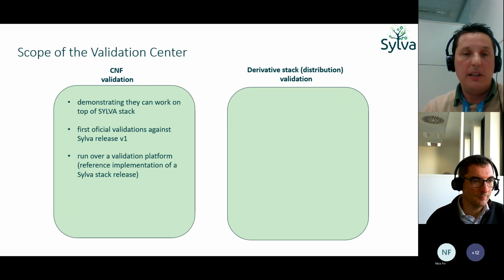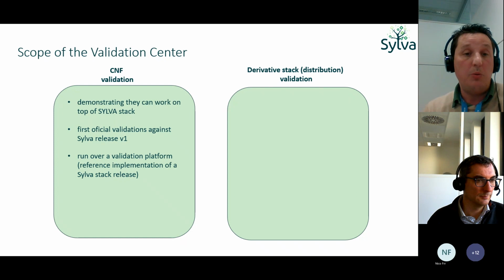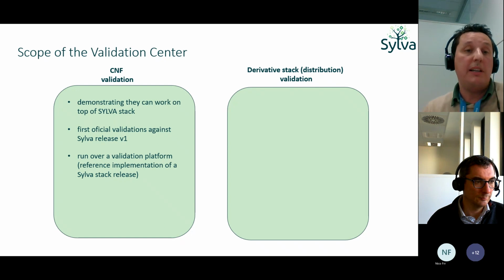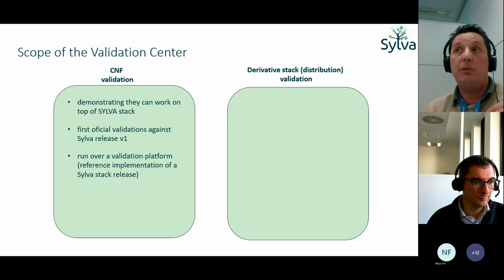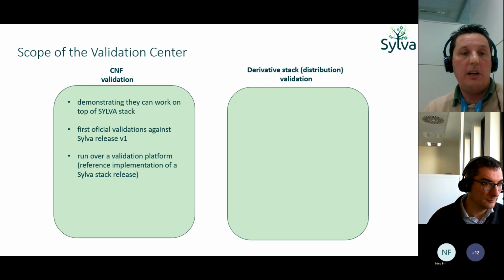Once we have a Sylva release, what we will do is deploy this Sylva release, all the Sylva code, into a set of hardware, a set of servers. And this group of servers with Sylva on top of it is what we call the validation platform. We will have more than one, because, as you have just been discussing, there are different flavors, one with OpenStack, another with bare metal. We will have a validation platform to demonstrate network functions on top of OpenStack, another to validate network functions on top of the bare metal flavor of Sylva, and so on.